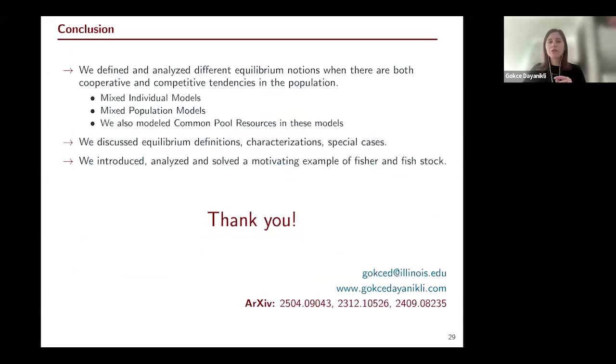So here, basically, I'm just going to conclude a little bit with a small summary, and if you have some last questions, I can take them. What we did is that we introduced this combination of mean field game and mean field control models, which we call mixed individual and mixed population models, and we introduced the modeling of common pool resources in these models. And we discussed equilibrium definitions, characterizations, and special cases, and we introduced our motivating example, analyzed it theoretically, and solved it numerically, and discussed some numerical insights.